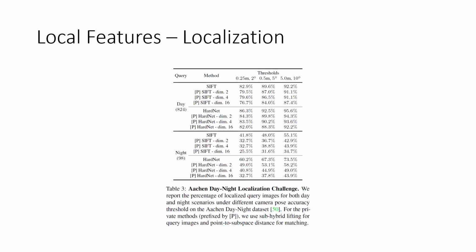We also consider the case of localizing to an already built map on the challenging Aachen day-night long-term visual localization dataset. Here, we preserve the privacy of all query images and use point-to-subspace distance for matching. On the day queries, we achieve competitive performance even when lifting to 16-dimensional subspaces. Furthermore, even on the extremely hard night-to-day matching queries, where pose estimation has very low inlier ratios, we are still able to localize a reasonable number of queries.